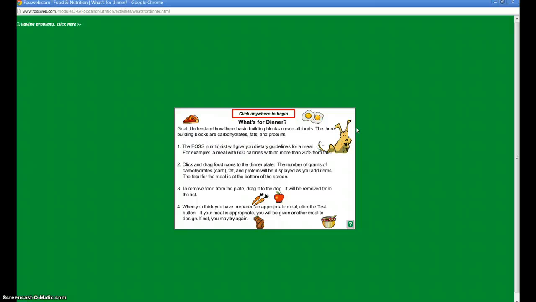Since there is a lot of text here, there's no way for me to enlarge it, and I do have a concern for our visually impaired students. They may not be able to read this and read the directions like other students would, but that's something that we would have to troubleshoot.